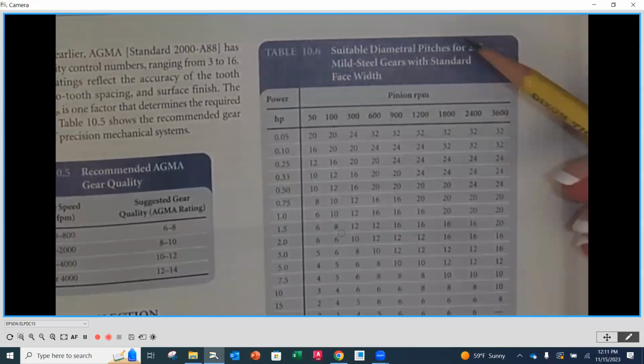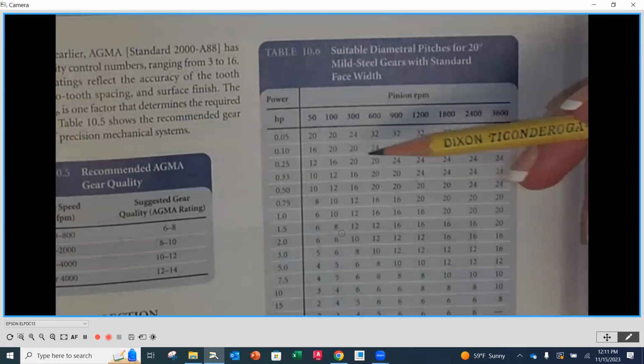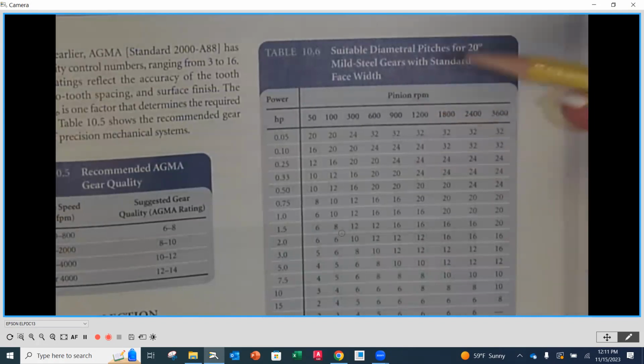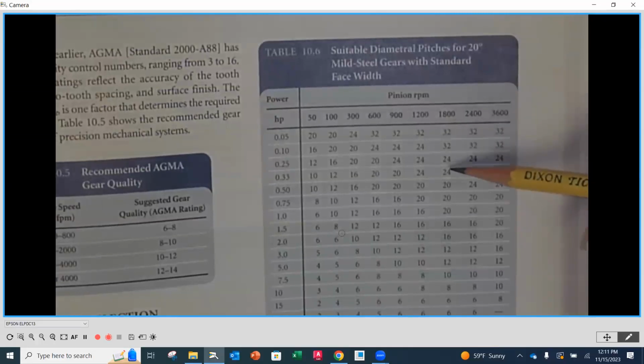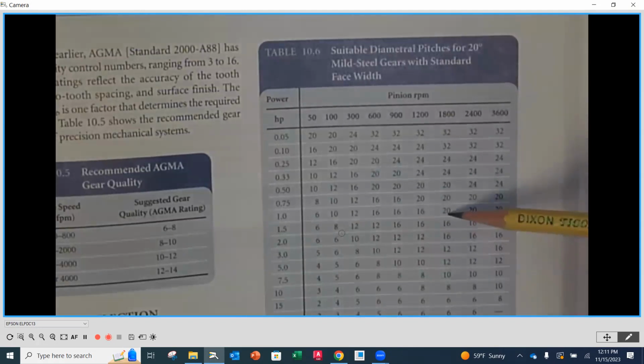So what we do is we line up whatever the horsepower is for our particular application with whatever the RPM is of our pinion, our faster moving gear. If we have an application where we have 1800 RPM on that pinion and we're operating at 1 horsepower, you'll notice that right here we come together. This is the number 20.